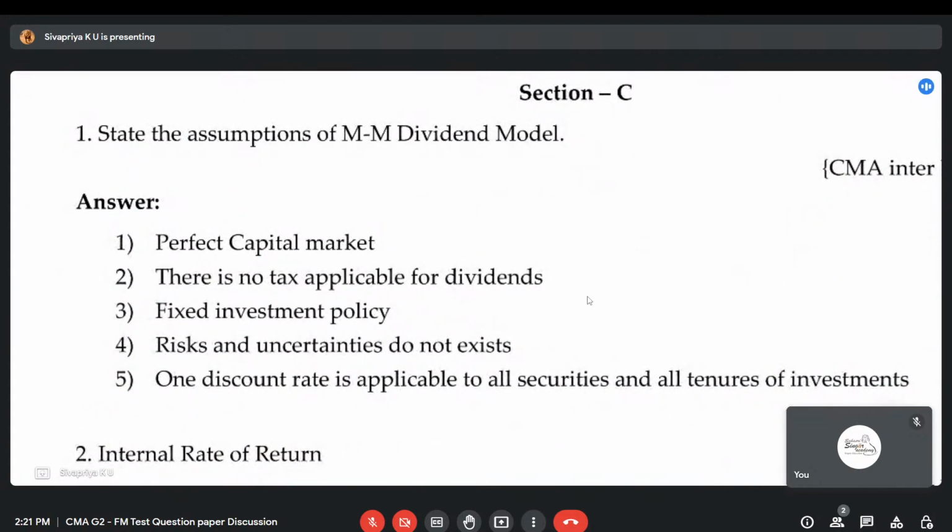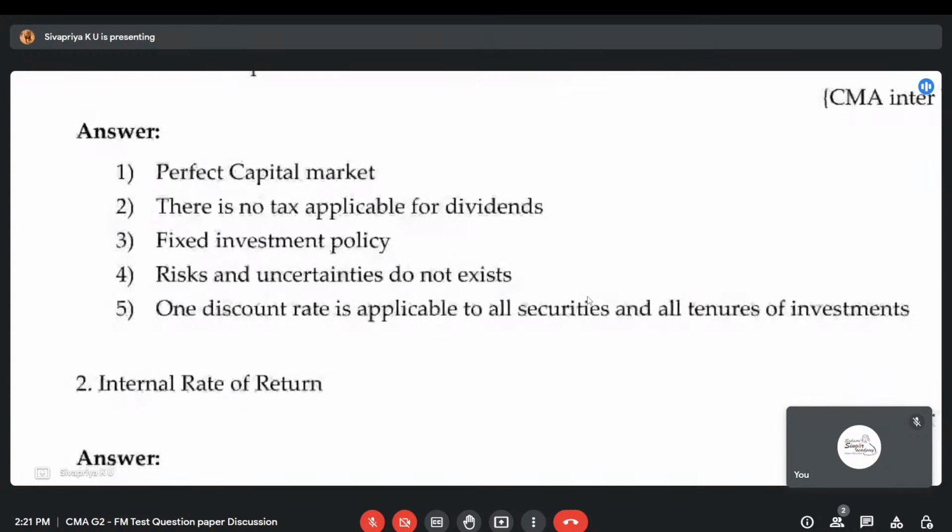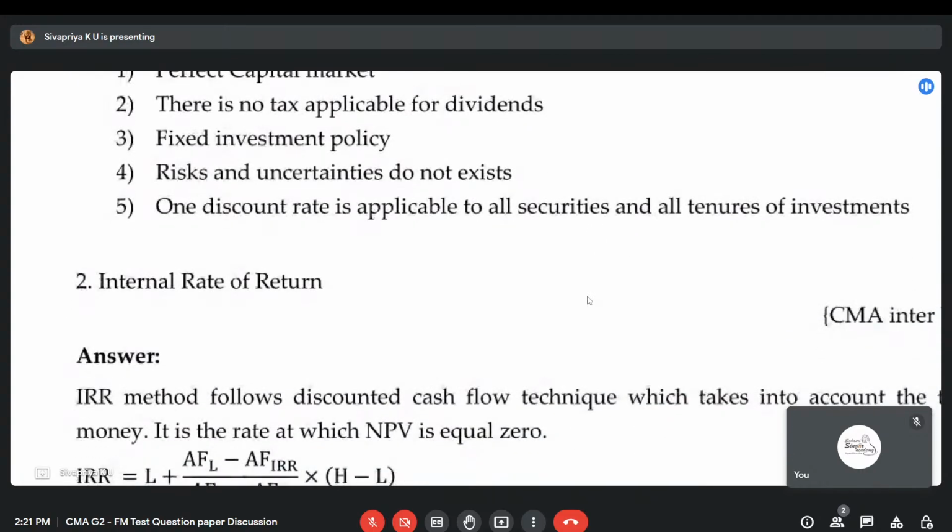It is Modigliani Miller dividend model. So அதோட assumptions என்னங்கிறது எழுதணும். Perfect capital market, there is no tax applicable for dividend, fixed investment policy, risk and uncertainties do not exist, one discount rate is applicable to all securities and all tenures of investment. So what is the internal rate of return?